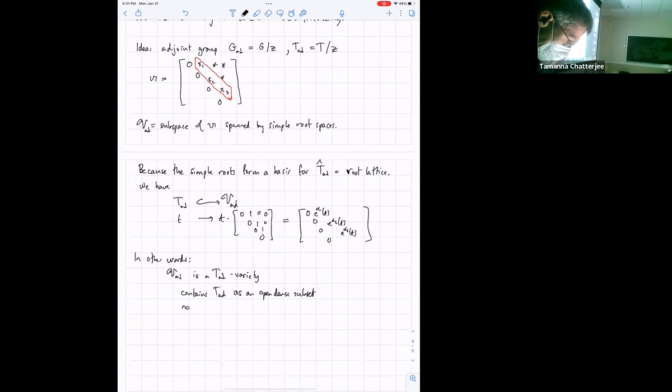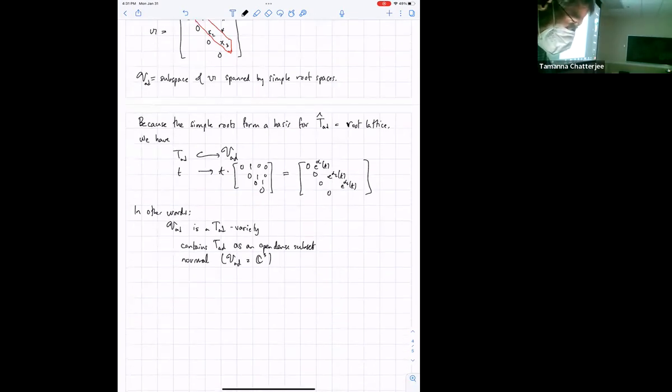And it's normal because, in fact, V add in this case is just C3, but in general it'd be C to the n, it's actually a vector space. So these things mean that V add is a toric variety for T add. A normal variety which has a torus action and an embedding of the torus as a dense open orbit is a toric variety.